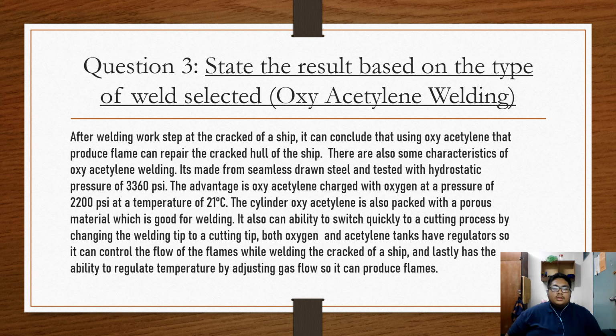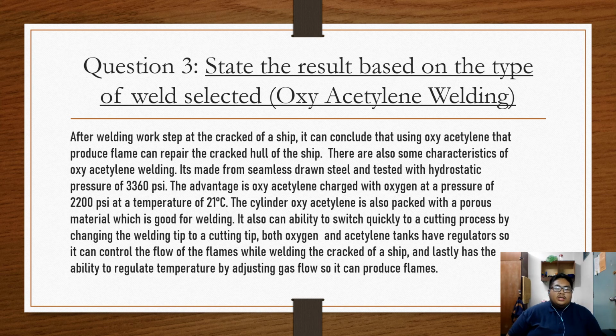Question 3. State the result based on the type of weld selected, which is oxyacetylene welding. After the welding work step at the crack of a ship, it can be concluded that using oxyacetylene that produces flame can repair the cracked hull of the ship. There are also some characteristics of oxyacetylene welding. It's made from seamless drawn steel and tested with hydrostatic pressure of 3,360 psi. The advantage is oxyacetylene is charged with oxygen at a pressure of 2,200 psi at a temperature of 21 degrees Celsius.